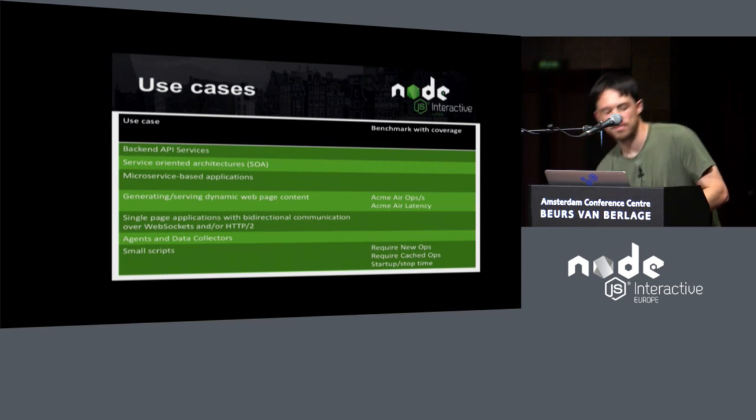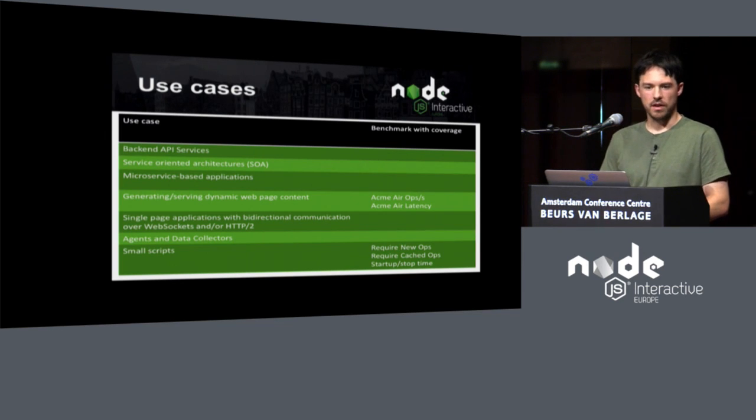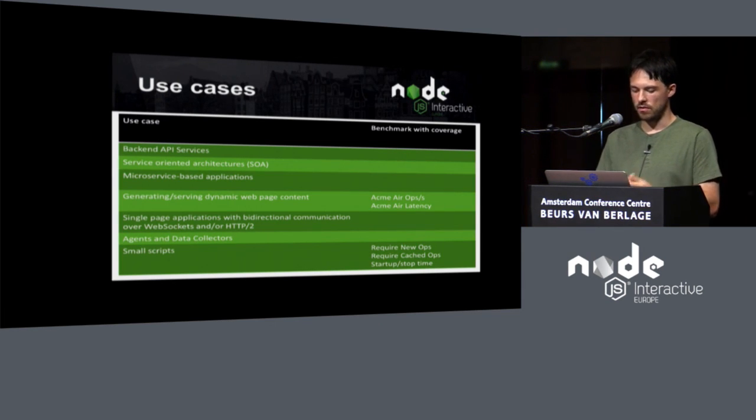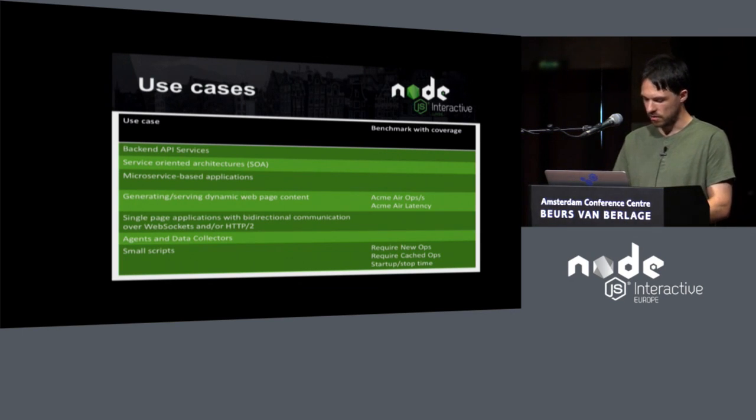Agents and data collectors. This is where people are going to be deploying instances of Node onto their network to monitor certain things, and they're going to want the ability not only for it to be able to report back, but to be able to push out new versions and then have the instance restart itself. And then also small scripts just for doing little bits of tooling. So rather than writing things in Bash or Python, some people are now starting to run more things in Node, where they want it to start up very quickly, not use very much resource, and then once it's done, go away very quickly as well.